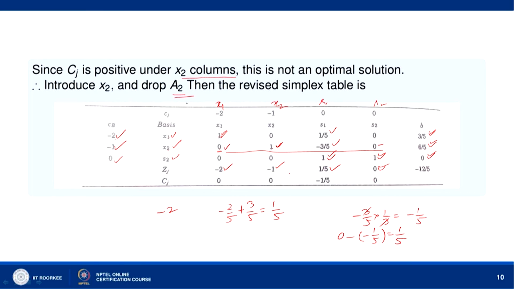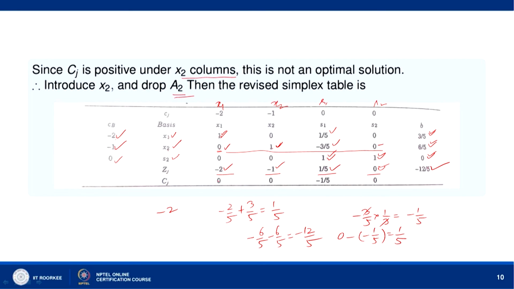So, now let us see. We have got these values. Now, this CB in the B column, what we will get: minus 2 into minus 3 by 5, so minus 6 by 5, and then minus 1 into 6 by 5, so minus 6 by 5, and then we get 0 into 0. So, we get minus 12 by 5. So, this is minus 12 by 5.